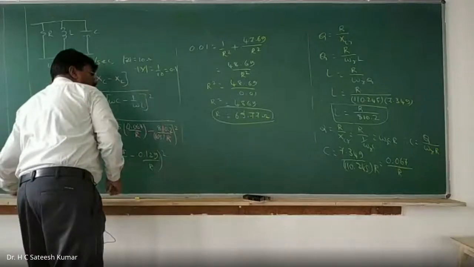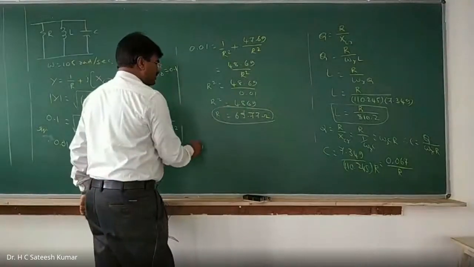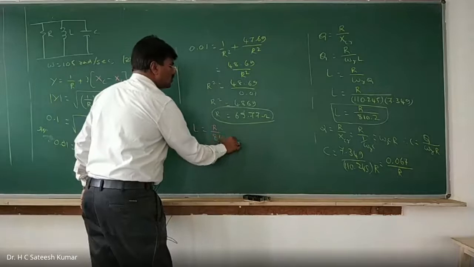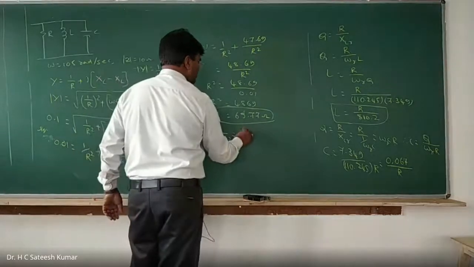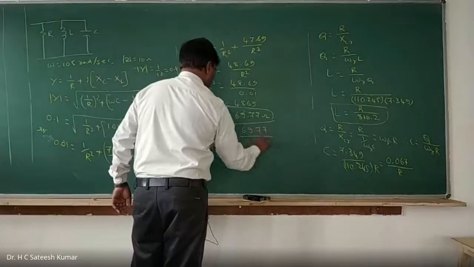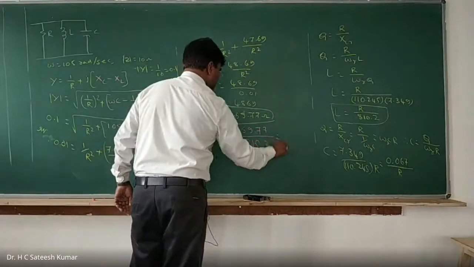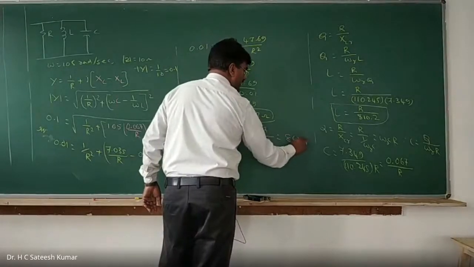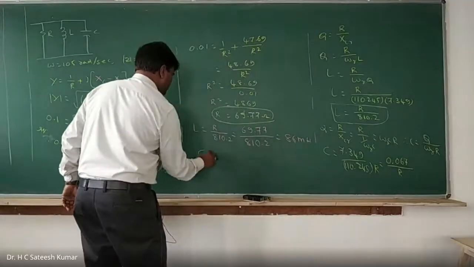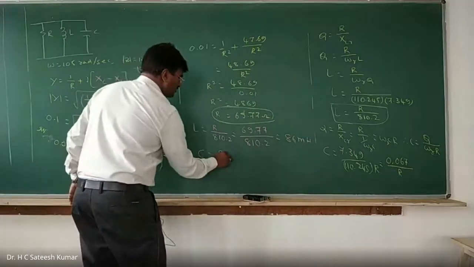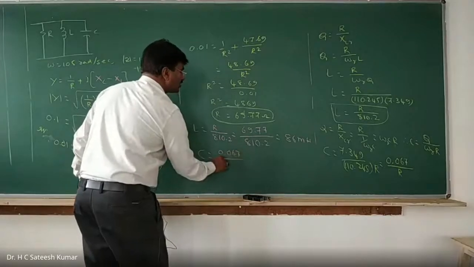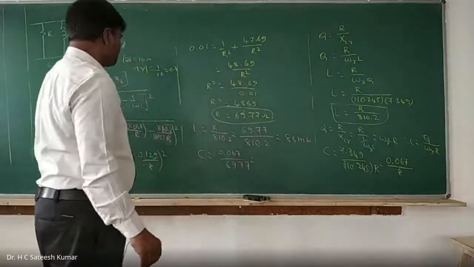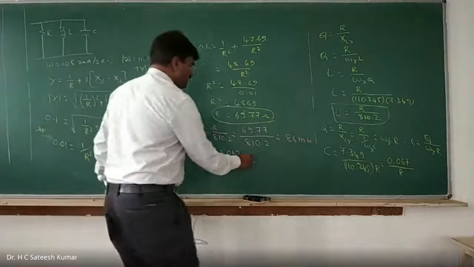If that is the case, then what about XL? So we got R. So now we can find out L and C. L is equal to R divided by 810.2, which is nothing but R is 69.77 divided by 810.2. How much is that? 0.086, that is 86 millihenry, you will get it. And C is equal to 0.067 divided by R, that is 69.77. How much is that? 960.